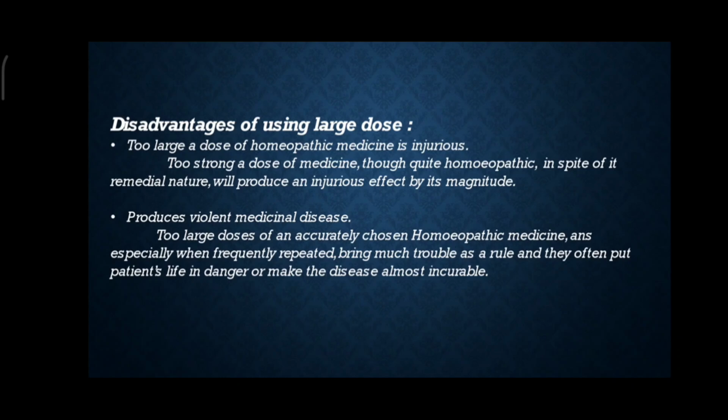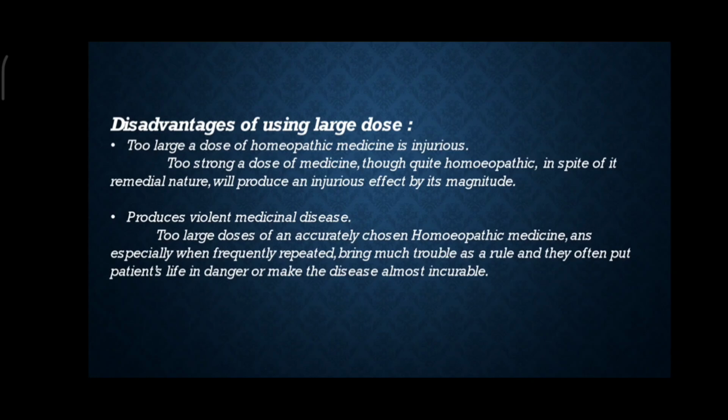What are the disadvantages of using large dose? Point A. Too large a dose of homeopathic medicine is injurious. That is, too strong a dose of medicine, though quite homeopathic, in spite of its remedial nature, will produce an injurious effect by its magnitude.